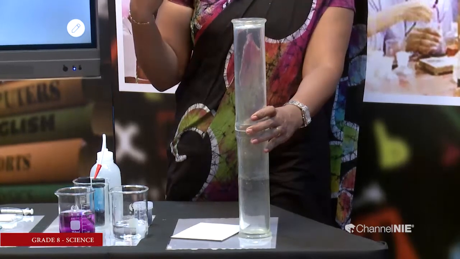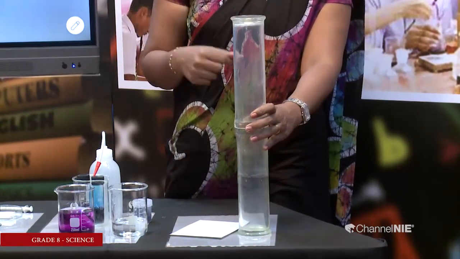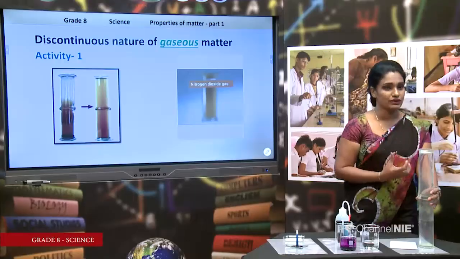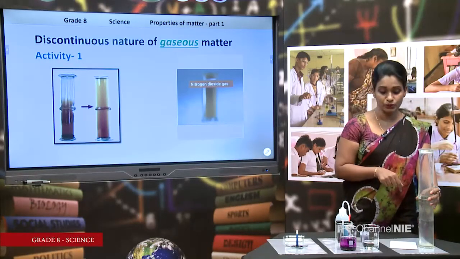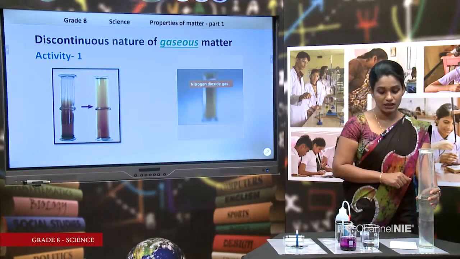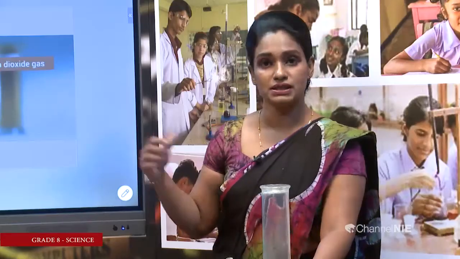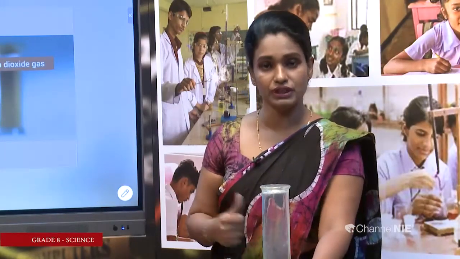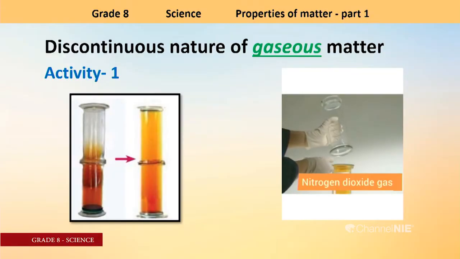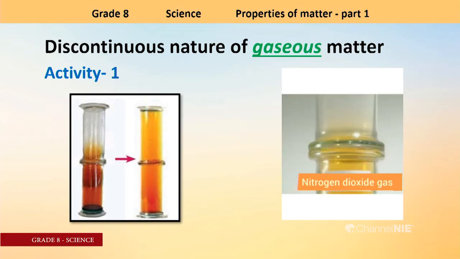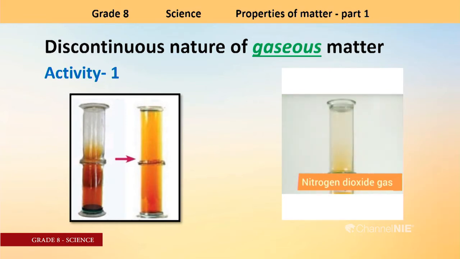Let us see a video clip for this, because this is a closed environment at the moment. I am not going to produce that gas inside this room, but you can see a video here. Let us move on to the video now. Here you can see nitrogen dioxide gas in the jar. You can see another jar kept like this. Then can you see, nitrogen dioxide is a brown color gas. That brown color diffuses to the top jar.